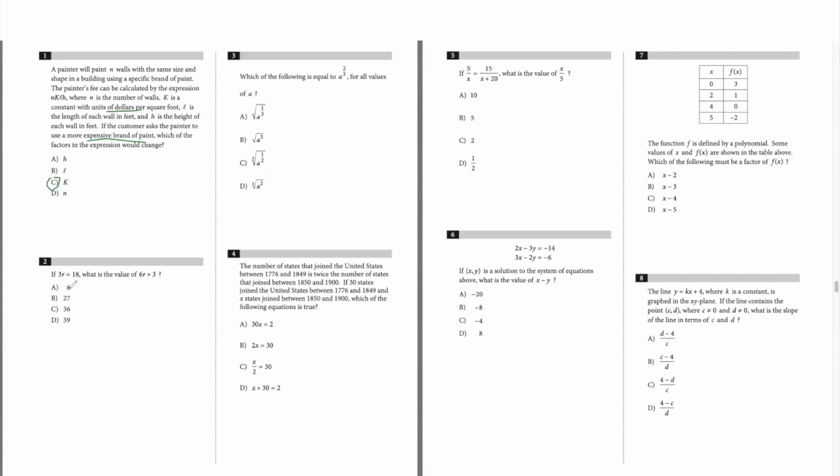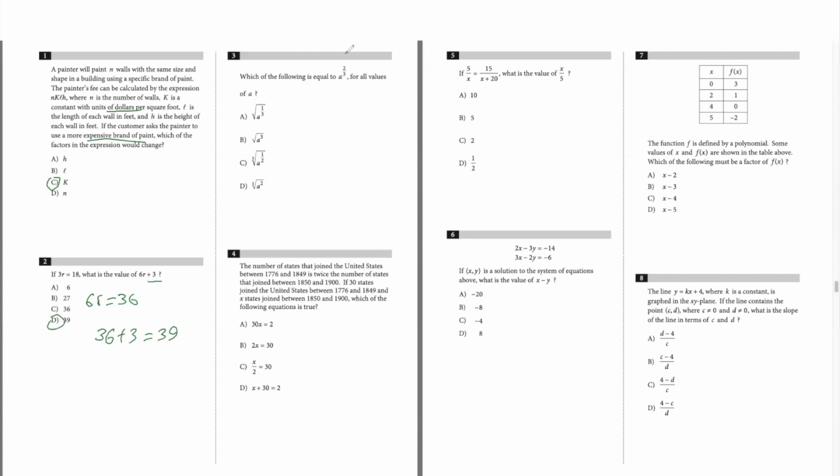For the second question, we are given 3R, and they ask for 6R plus 3. 6R is twice 3R. So if you multiply both sides by 2, 6R is equal to 36. Then 6R plus 3 means we need to add 3, and that will be 39.